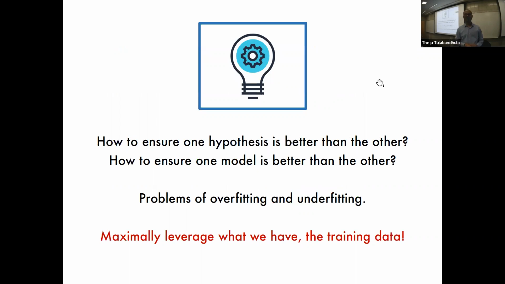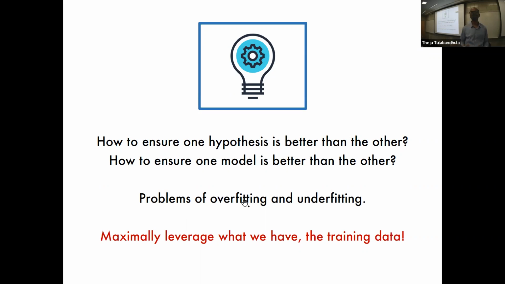So in model selection and assessment, we are really interested in how do we ensure one hypothesis is better than the other, how do we ensure that one model class or model is better than the other, and what do you lose by just picking one of them, right? You lose because the hypothesis you chose, and the model class it belongs to, may be overfitting or underfitting your data, which may have consequences once you use it in production or in test, basically.